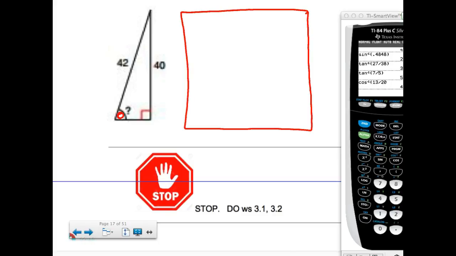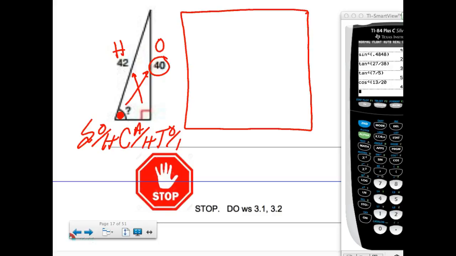So here's my angle in question. I'm going to classify the sides. I've got the hypotenuse, that's always across from the right angle. And then I've got the opposite side of question mark. So I've got O. So when I'm thinking of my SOHCAHTOA, it helps to write that on the top or bottom of everything when you're doing the trig. I have O and H. So I'm going to use the sine. The sine of angle question mark is opposite over hypotenuse.